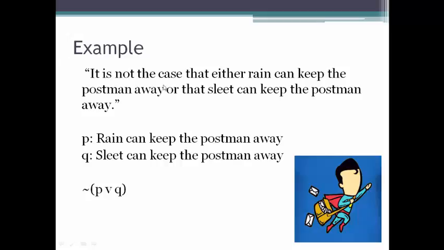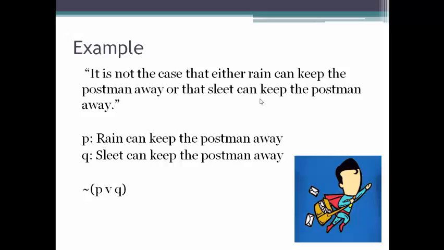What we've got is a not out front and then our P and Q inside. What we're saying is it's not the case that rain can keep the postman out of the way, and it's also not the case that sleet can. So the way the tilde works is if you put parentheses around something and a tilde right in front of a parenthesis, it will apply to everything inside the parentheses. So we've negated all of this, which is exactly what happens when you say it's not the case that either rain can keep the postman away or that sleet can keep the postman away.